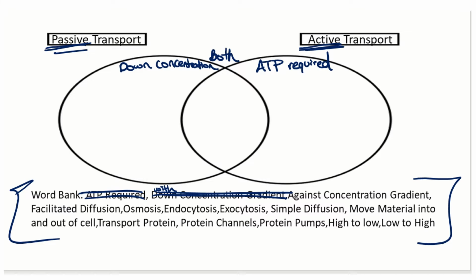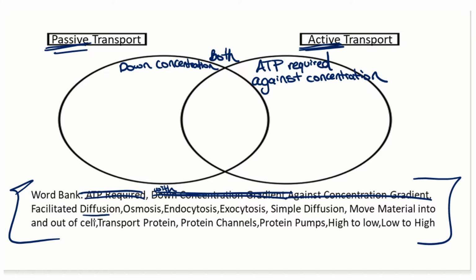As for the opposite, which would be against concentration gradient, that would be active transport. You're going against the flow, you're going to have resistance, so you're going to need energy for it. So this would be against concentration. Let's cross that out.